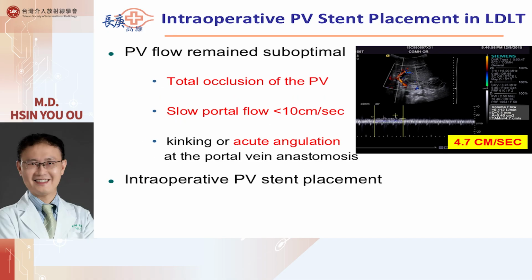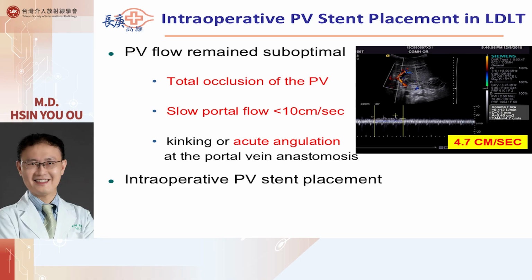And intraoperatively, what are the indications for portal vein stent placement? The first one is total occlusion. The second is when we do the intraoperative portal vein sonography and it shows slow portal inflow, less than 10 cm per second. This case may have a high incidence of portal vein thrombosis after liver transplantation, so we will do the portal vein stenting. And the next one is acute angulation. Sometimes there is good flow, sometimes poor flow.